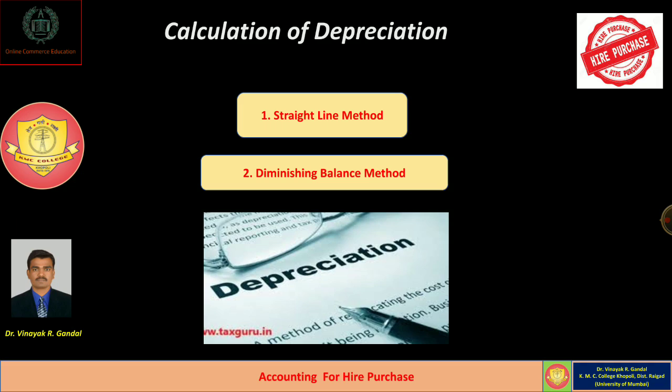Okay, so any one of the methods we can use and depreciation is to be recorded in the books of account. Selection of method of depreciation is based on the policy of the company. So normally in hire purchase system, depreciation is always calculated at a prescribed rate on the value of the asset and is to be charged at the time of year end in each year. Okay.